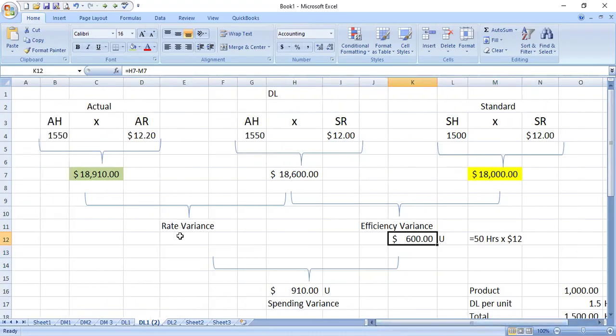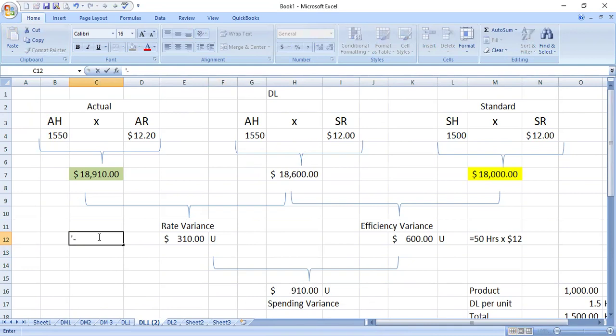Let's see the rate variance. Obviously, as you can see, the rate that we're paying our employee went up by 20 cents. That's going to drive a favorable or unfavorable variance? Unfavorable variance again, which will be $310. Unfavorable again. How are we going to calculate that one?